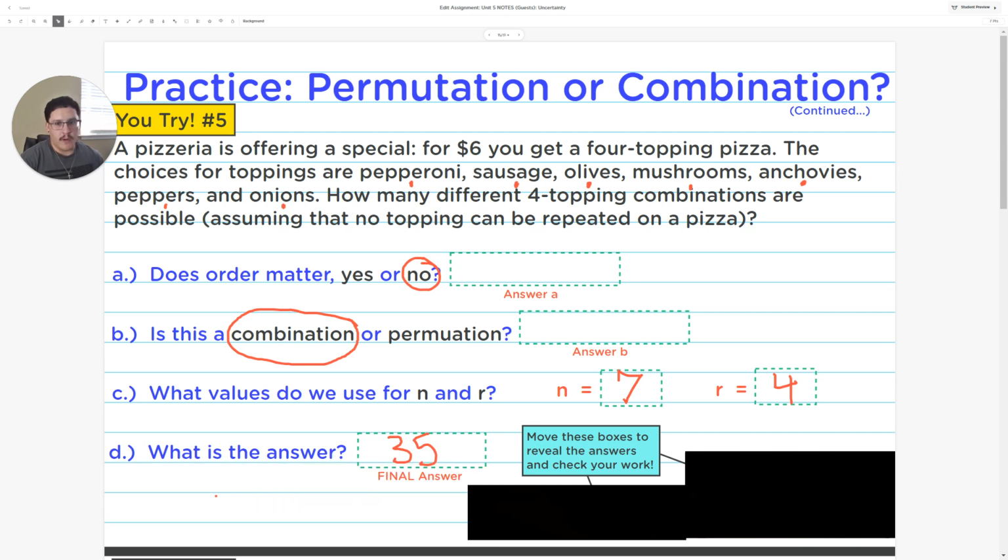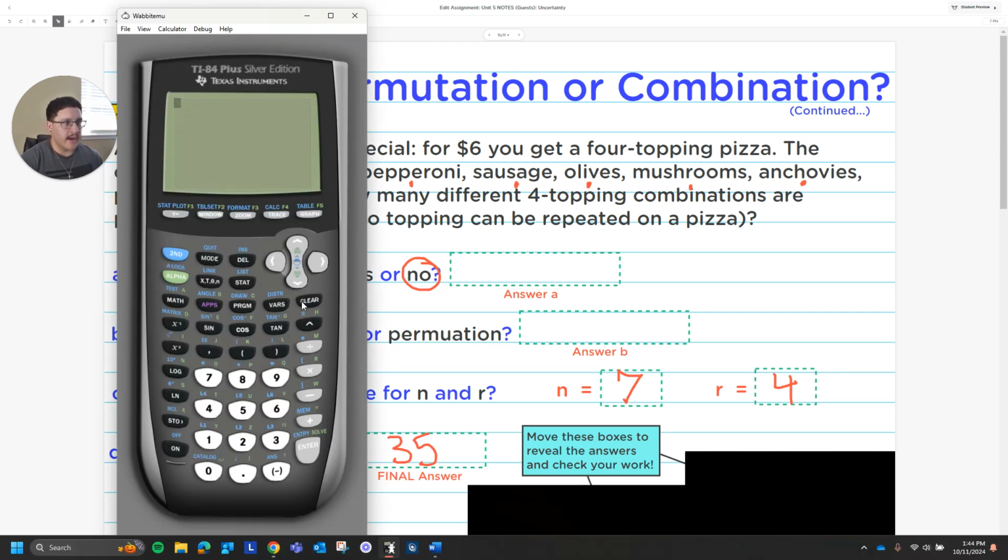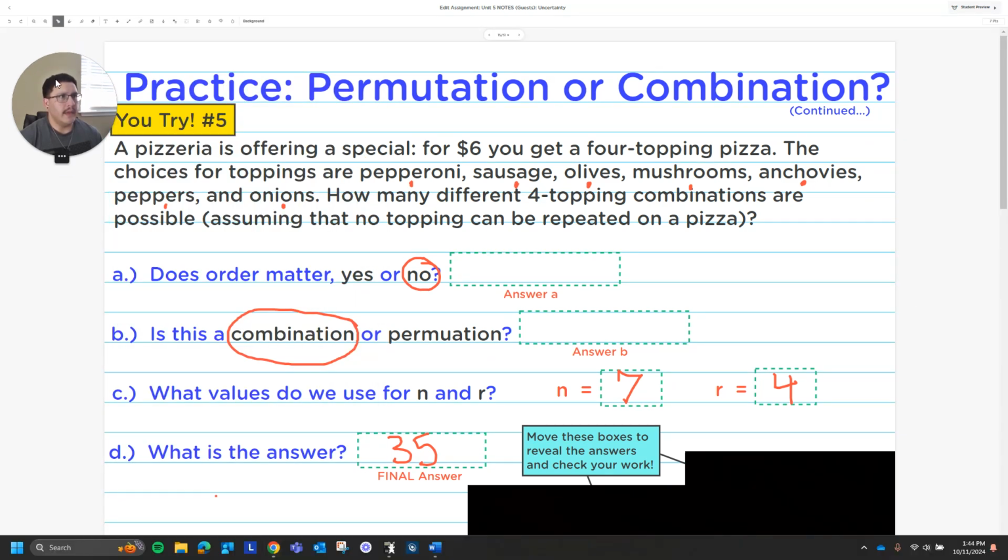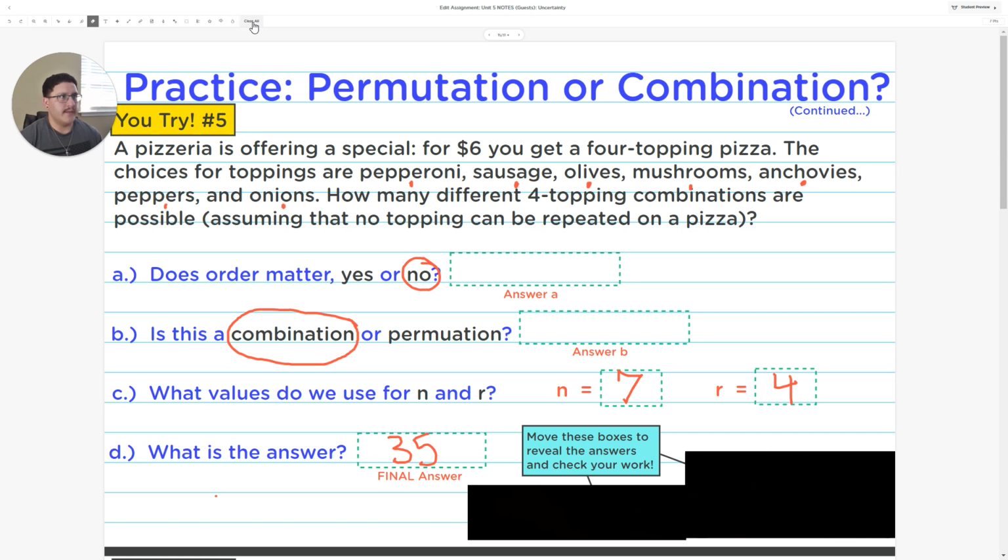Okay, TI-84. On the TI-84, you have to type the number, the N value first, and then go to math, right to PRB. We're choosing combination, so option 3. And then we're choosing 4 toppings from the 7. And again, you get this exact same answer, 35. That's it for you try number 5.